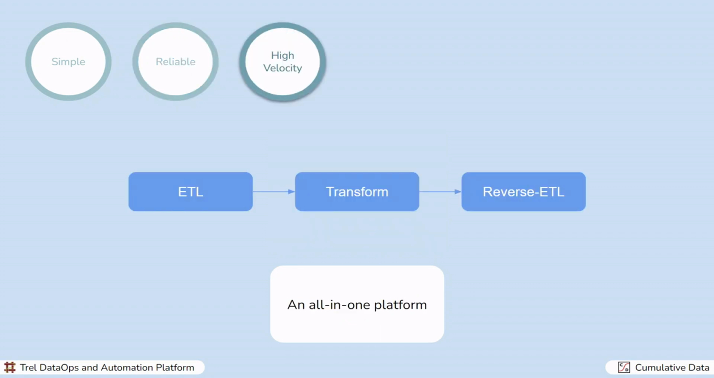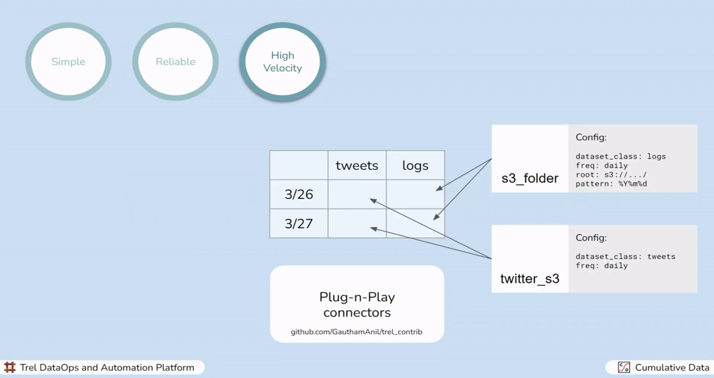Trel allows you to orchestrate ETL, transform, and reverse ETL in the same framework, allowing fast implementation. We add to a growing collection of plug-and-play open-source sensors and connectors that can be directly used in your solution using configuration only. They are easy to build as well.